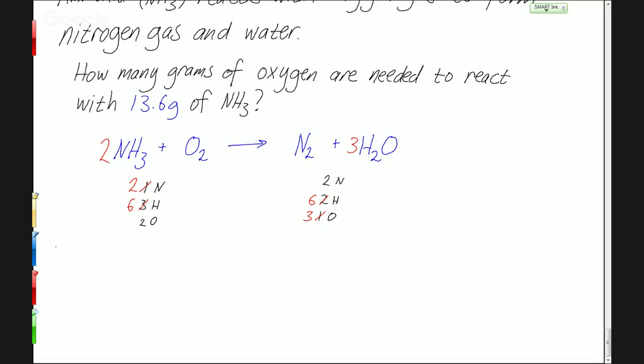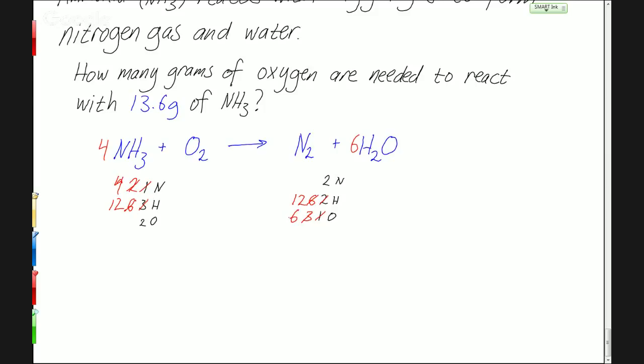We're going to double everything so that one is no longer an issue. So instead of 2 here, we're going to make this 4, and that's going to change this to 4 and this to 12. And then instead of 3, we're going to make 6, which gives us 12 hydrogen and 6 oxygen.